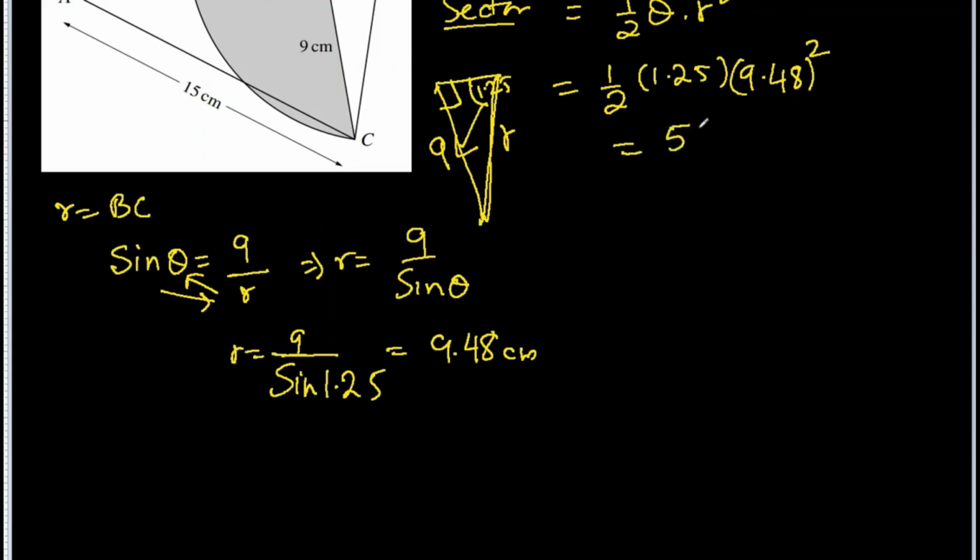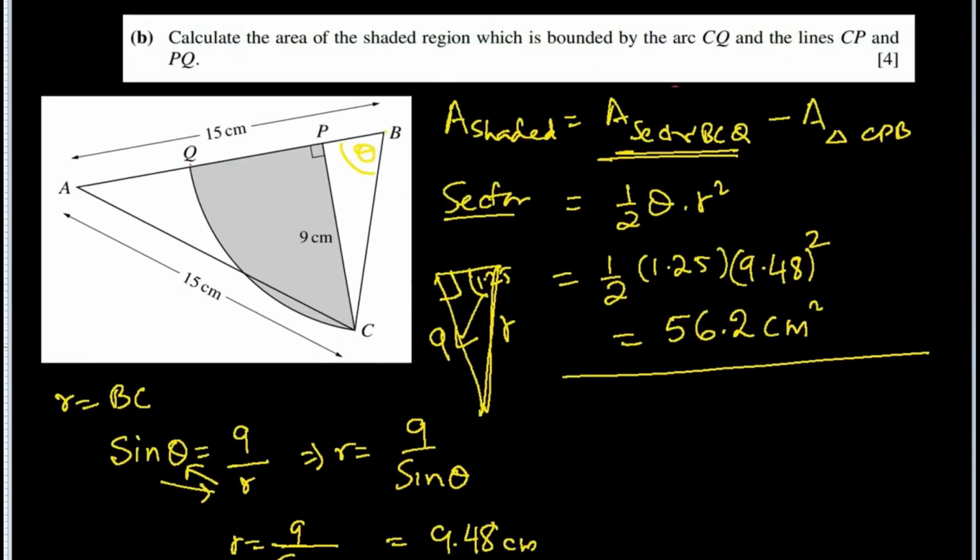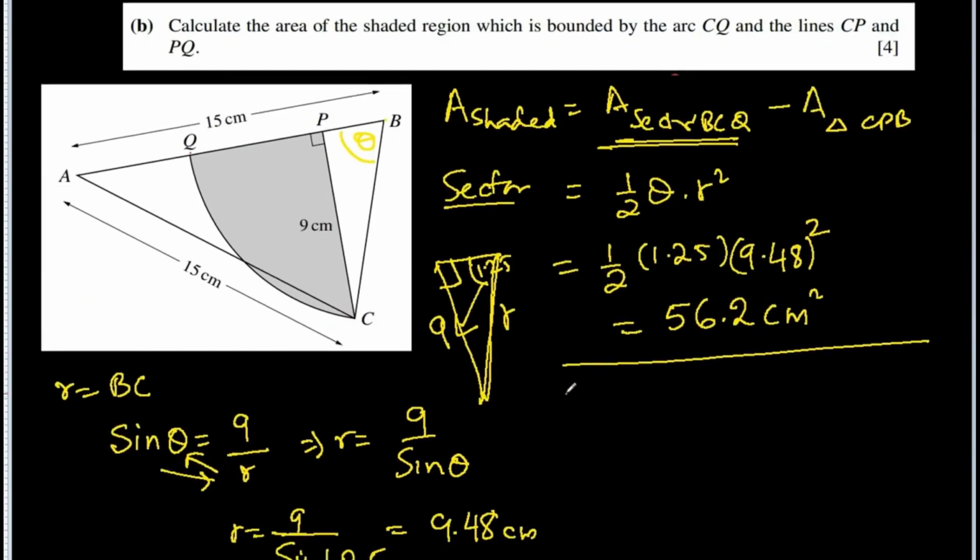I got 56.2 centimeters squared, 3 significant figures. Alright. Now we have to find the area of the triangle CPB. So now triangle CPB. The area of a triangle is half base times height. This is the easier one. There are other formulas also, but since we know the height 9 centimeters, we have to find base PB.